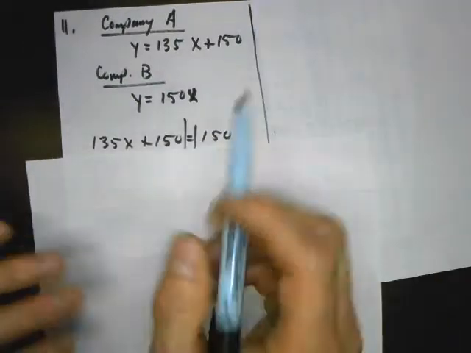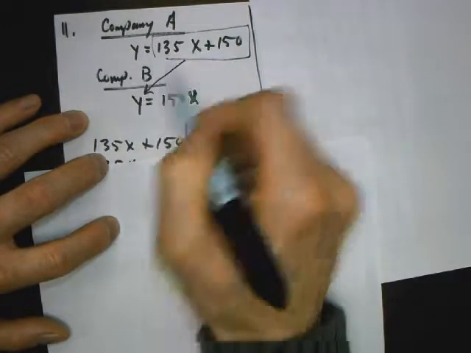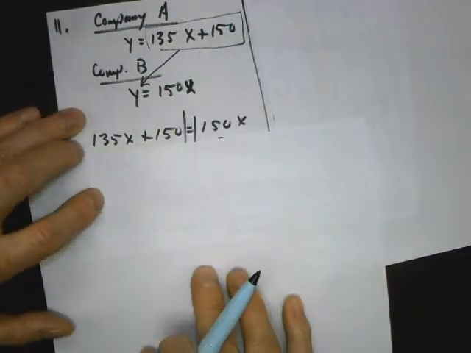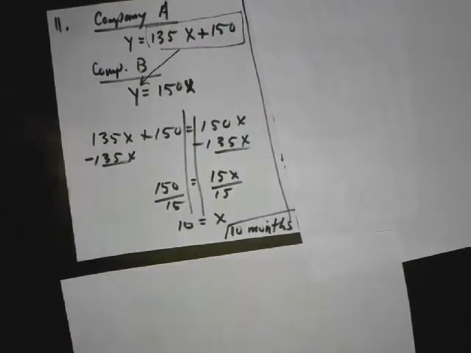So I set them equal to each other. I use the substitution method to solve this system of equations. I plug that in there. This equals this. Solve for x. Subtract 135x from both sides. Divide by 15. And I see after 10 months they'll be the same.